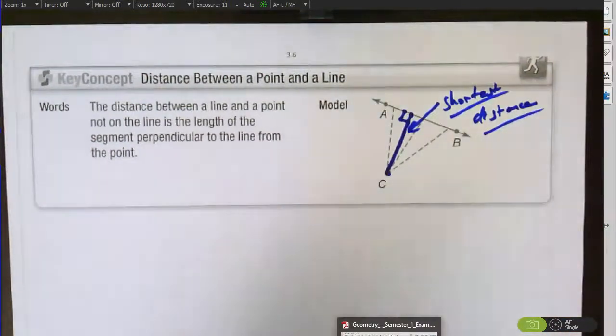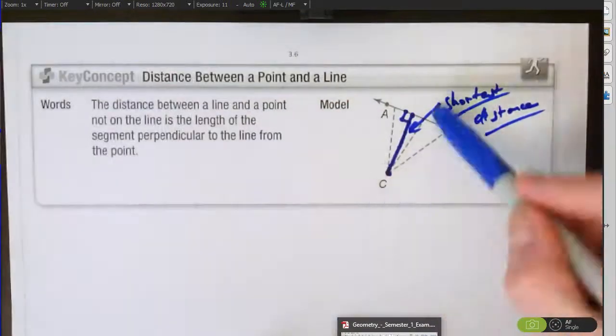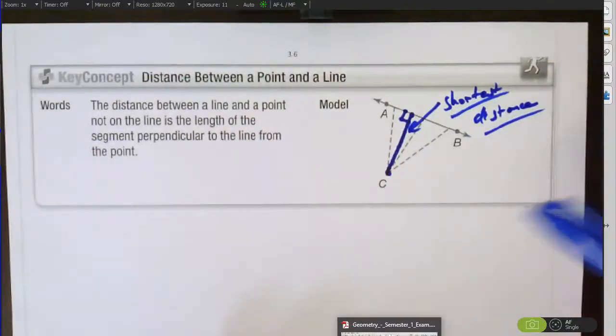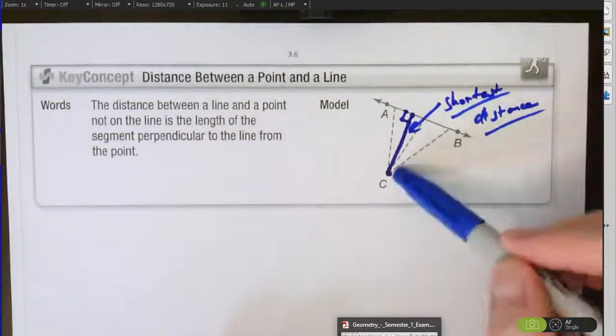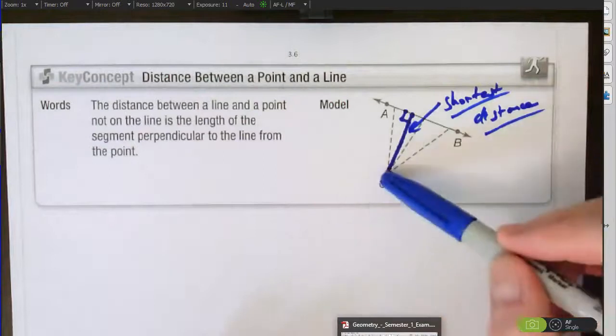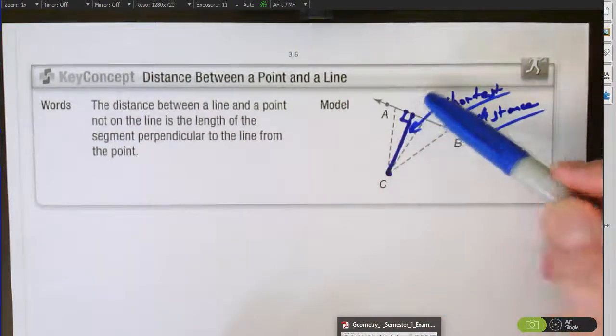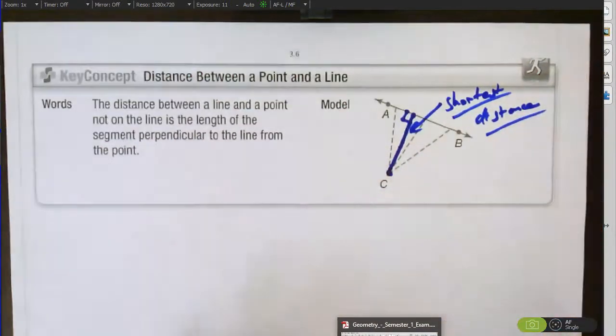So we'll just say the distance is the shortest distance. For instance, if you had to run to the wall for some reason, you're playing tag, and the wall is home base, you would go right to this perpendicular distance to be the shortest distance you could be. So that's why we use that as that distance.